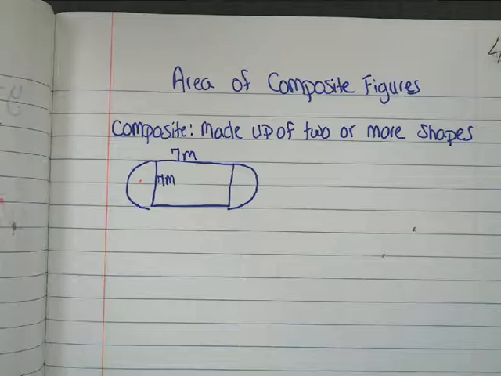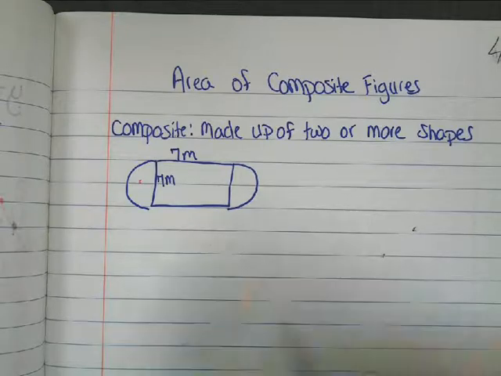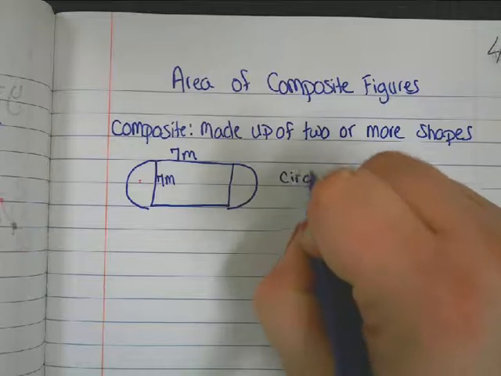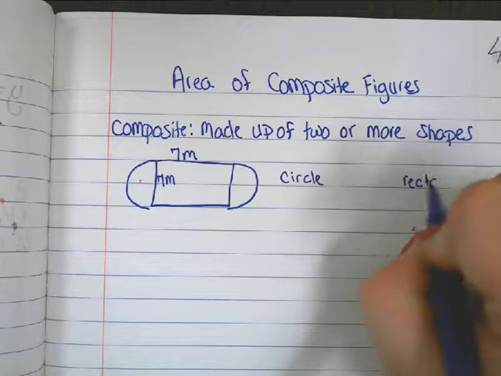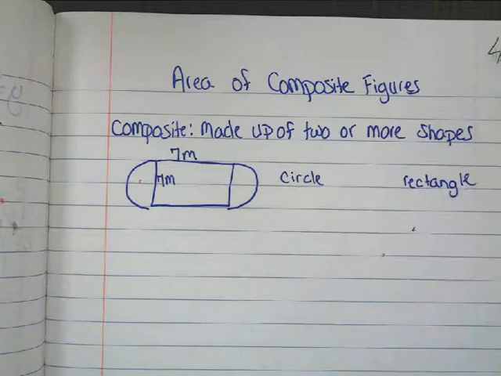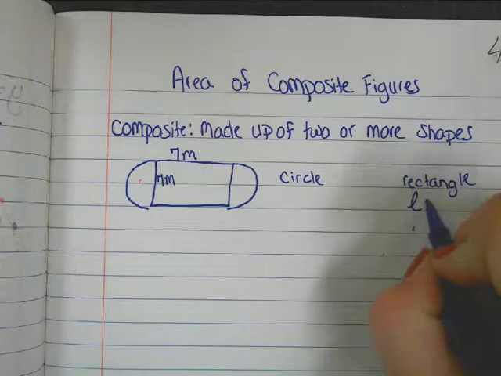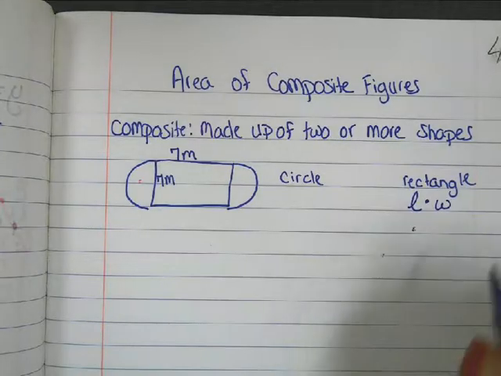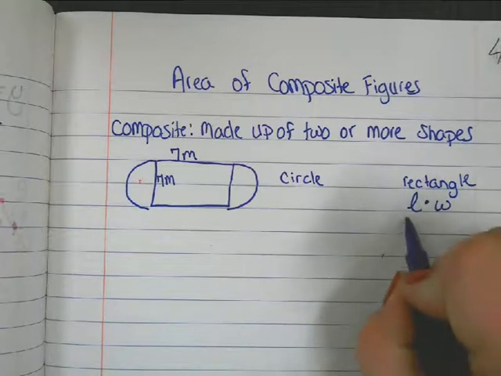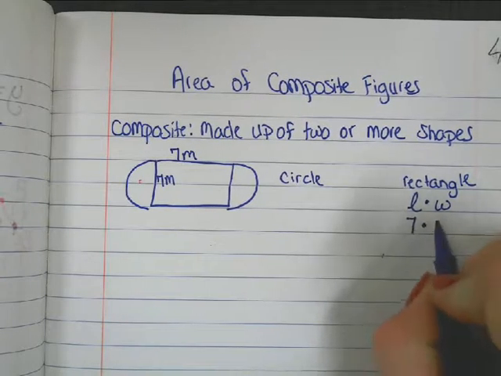So when I look at this, what two shapes do I have? Okay, so I have a circle and I have a rectangle. So let's start with the rectangle. How do I find the area of a rectangle? Remember it is length times width. So what is my length? 7. What's my width? 7. So 7 times 7 is 49.